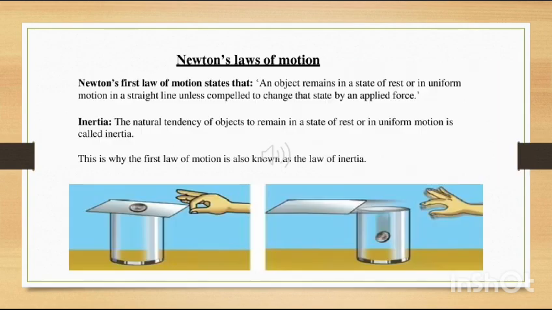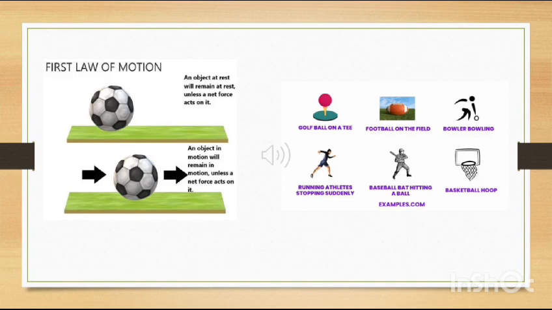Next, we will study Newton's laws of motion. Newton's first law of motion states that an object remains in a state of rest or in uniform motion in a straight line unless compelled to change that state by an applied force. An object will remain at rest or in uniform motion unless an external force acts on it. This law is also called the law of inertia.